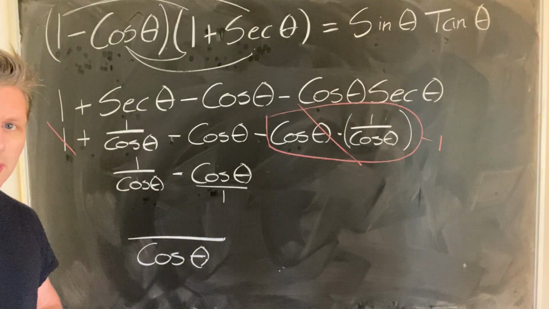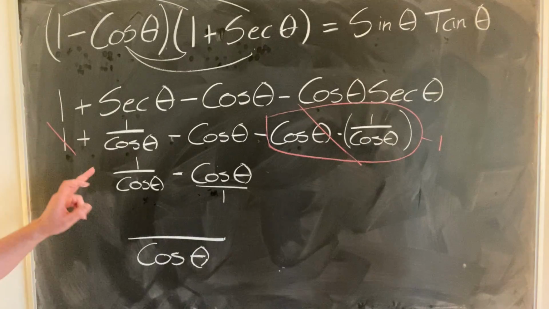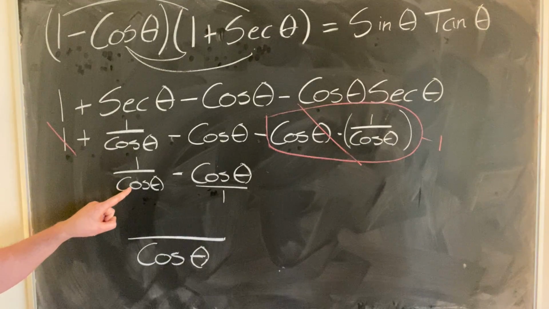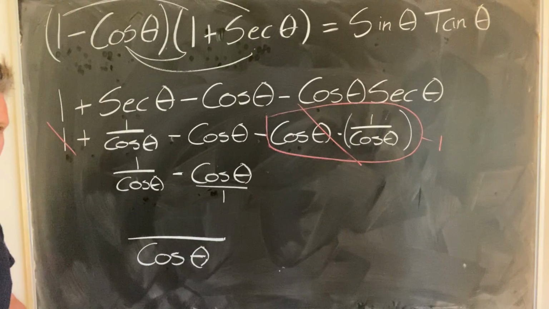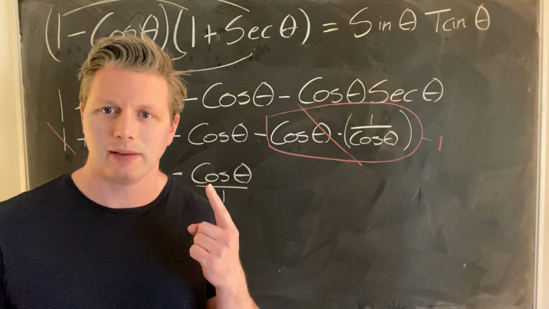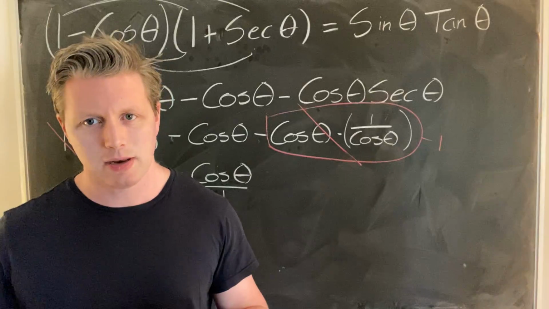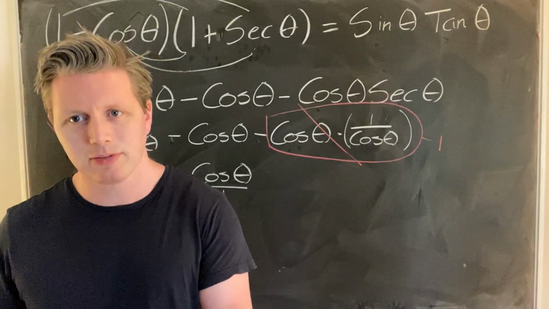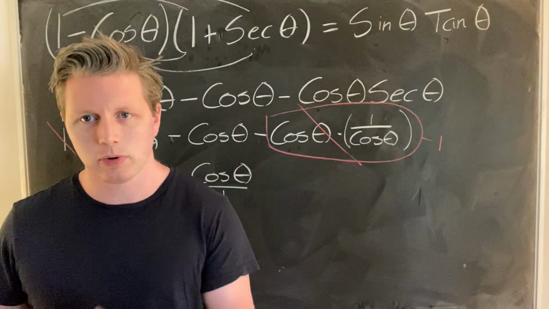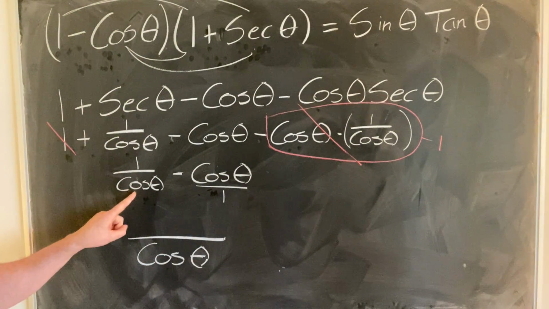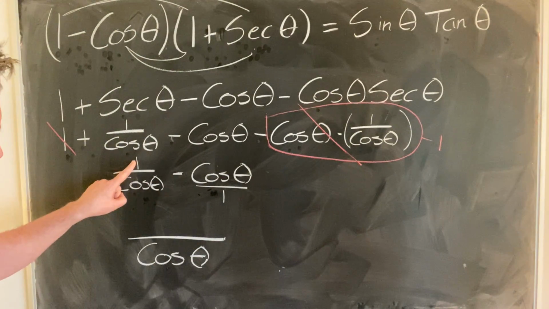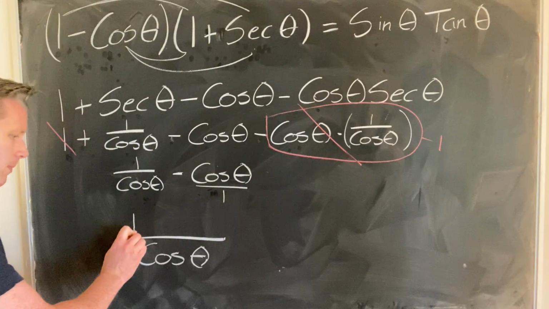So how do we go about this? We ask ourselves, how many times does cosine theta go into cosine theta? Well, cosine theta goes into cosine theta, of course, exactly once. 10 goes into 10 once. X goes into x once, or x squared goes into x squared once. Cosine theta goes into cosine theta once. So once on 1 times 1 is 1.